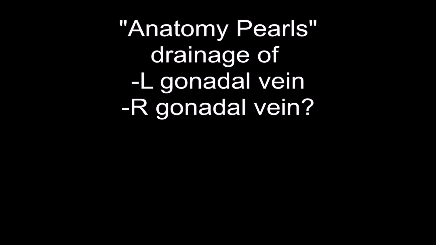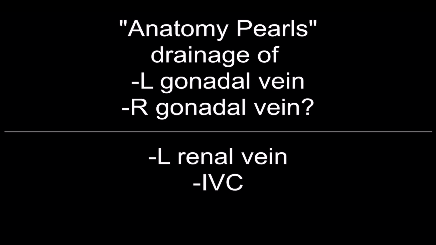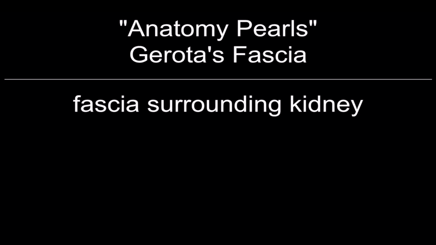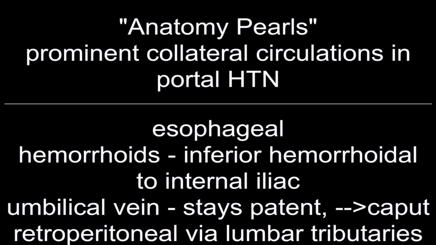What is the drainage of the left gonadal vein and the right gonadal vein? The left renal vein for the left gonadal vein, and the right gonadal vein goes into the IVC. What is Gerota's fascia? It's the fascia surrounding the kidney. Prominent collateral circulations in portal hypertension. You have the esophageal, then you have the hemorrhoids, which are the inferior hemorrhoidal to the internal iliac. The umbilical vein stays patent, and this gives rise to caput medusae, and retroperitoneal via the lumbar tributaries.